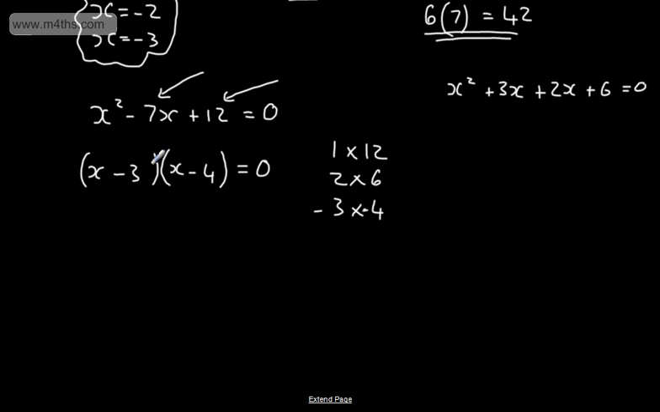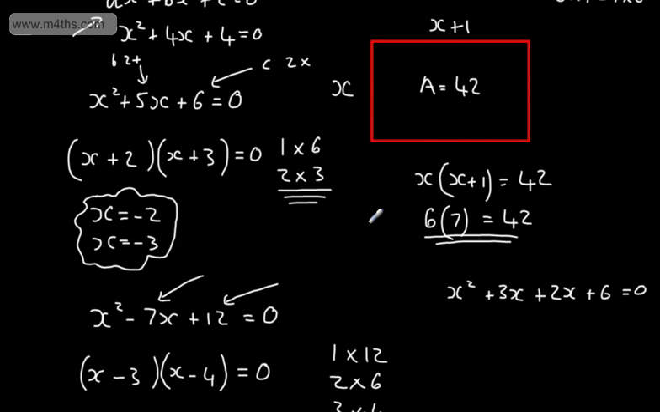So from there, now we can see that one or both of these must be equal to 0. So we can say that x minus 3 is equal to 0, so x would be equal to 3. Or x minus 4 would be equal to 0, which would give us x is equal to 4. So nice and straightforward, fairly logical, and we can use that method.